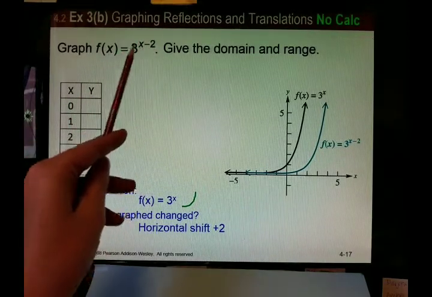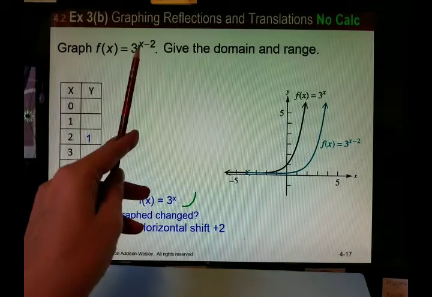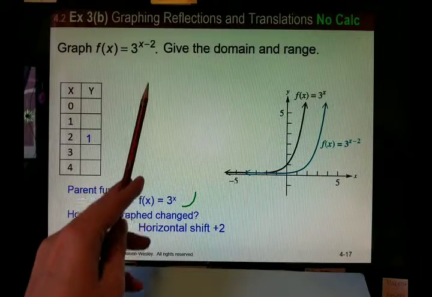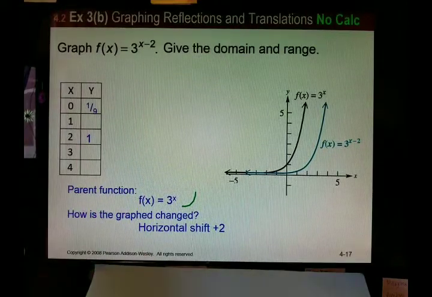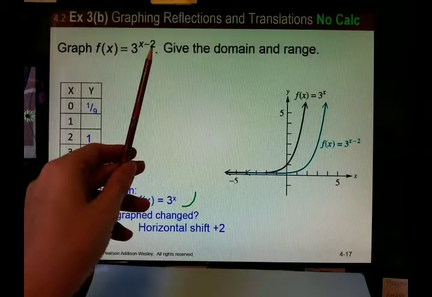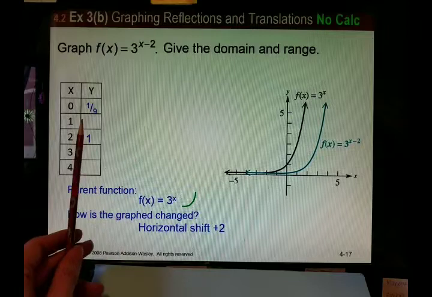2 minus 2 would be 0, 3 to the 0 would be 1. Now if I plugged in 0, that'd be 3 to the negative 2. Remember, if it has a negative exponent, just bring it to the bottom. That'd be 1 over 3 squared. So that's 1/9. 3 to the 1 minus 2, 1 minus 2 is negative 1. 3 to the negative 1, bring it down. 3 to the positive 1 on bottom, so 1/3.